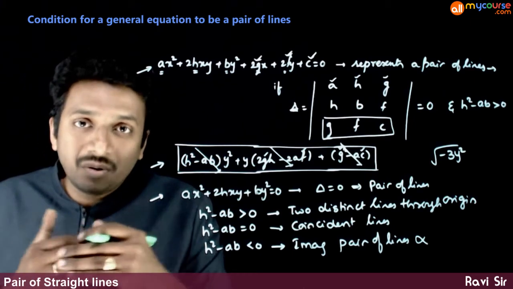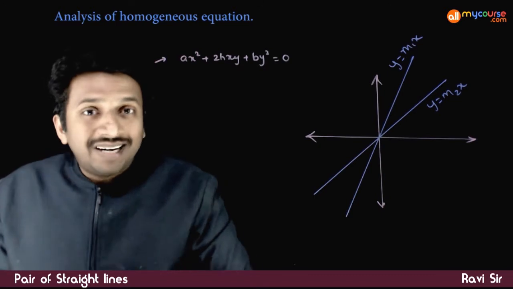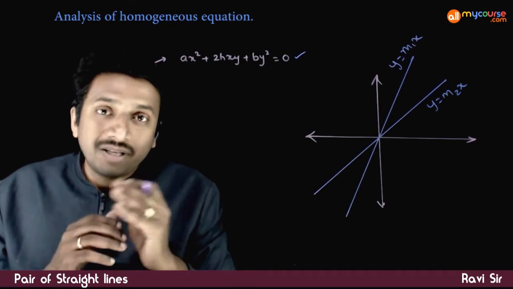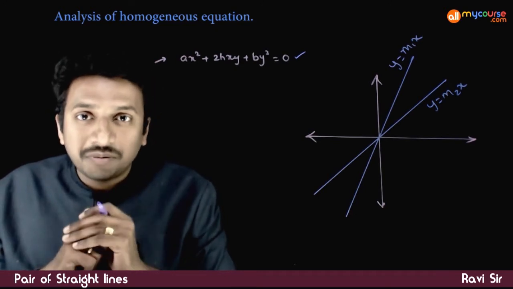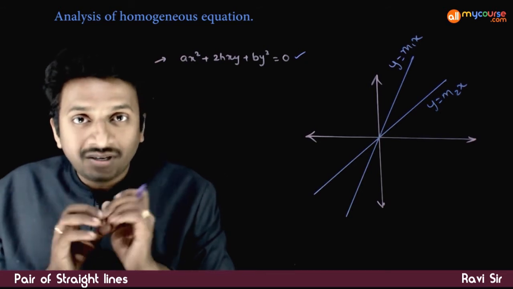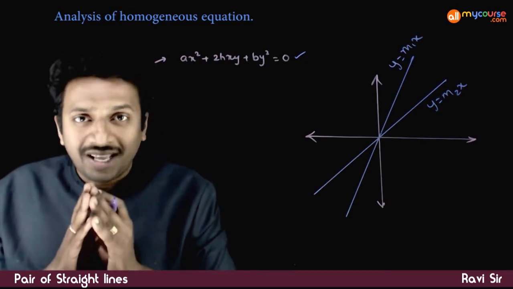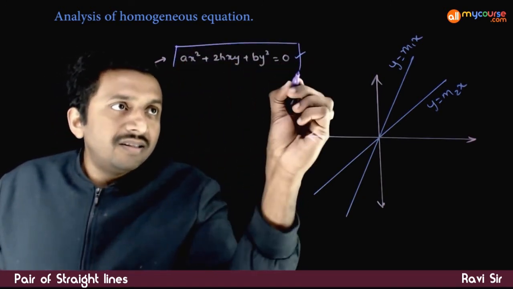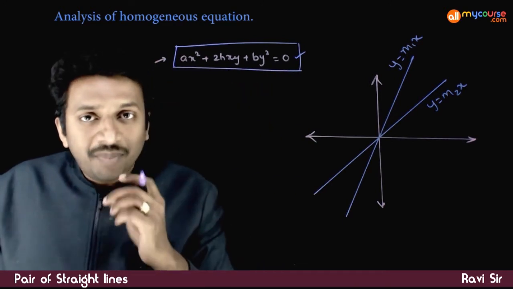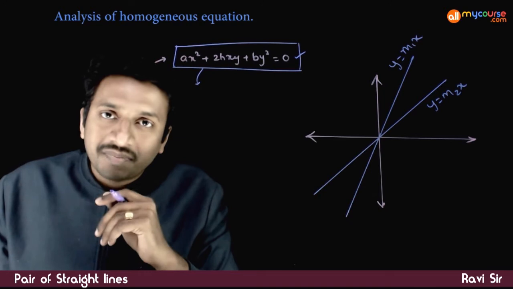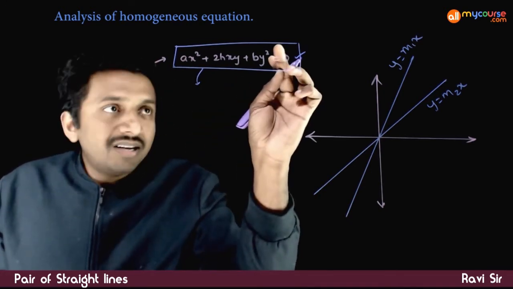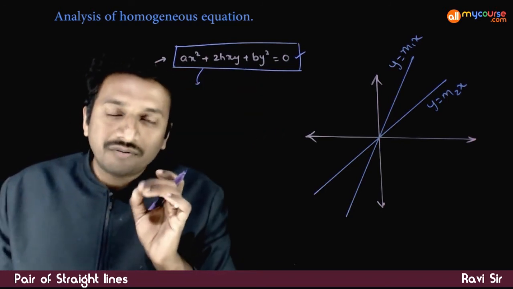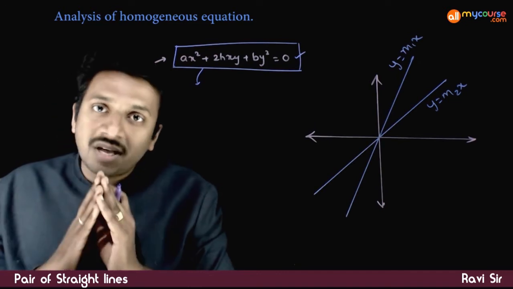So now let us go forward. In this video, let us look at the analysis of the homogeneous equation ax square plus 2hxy plus by square is equal to 0. This is the most important topic of your pair of lines. First, we know that this represents a pair of lines which pass through origin, because the linear terms and constant terms are not there. So this represents the equation of a pair of lines, both of which pass through origin.